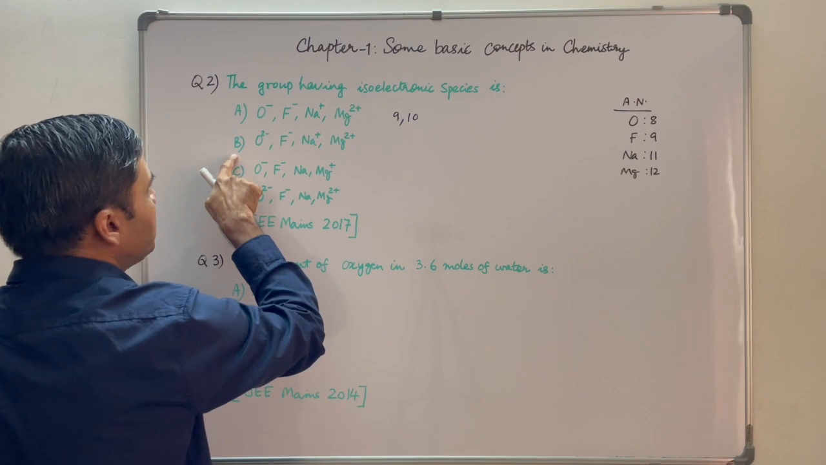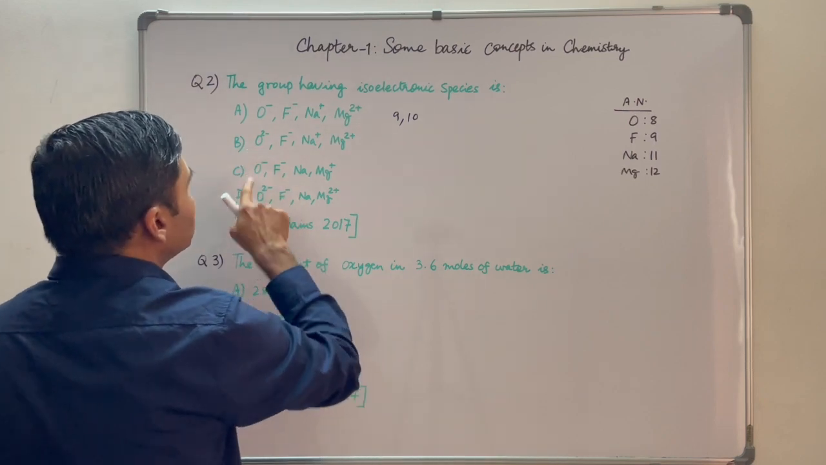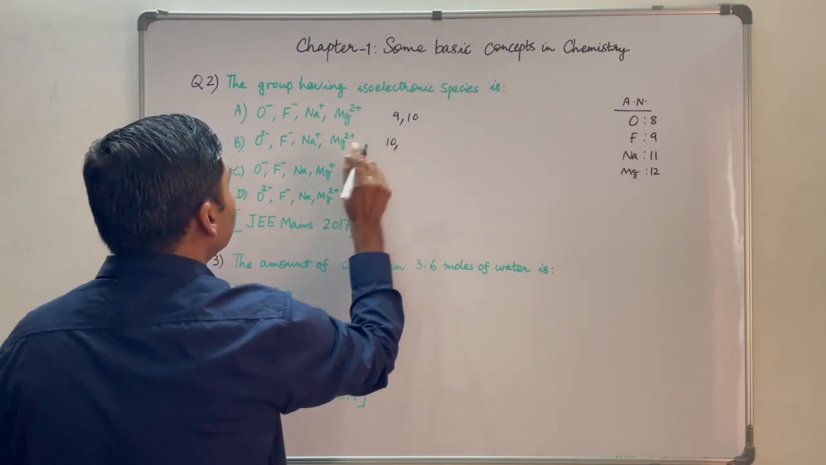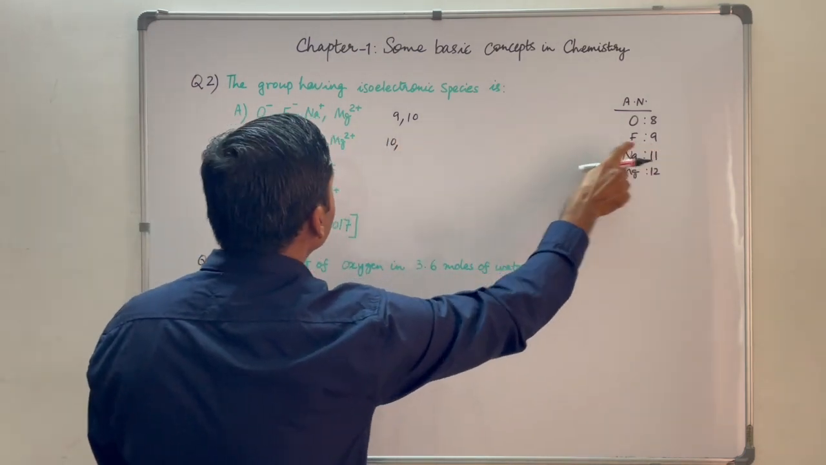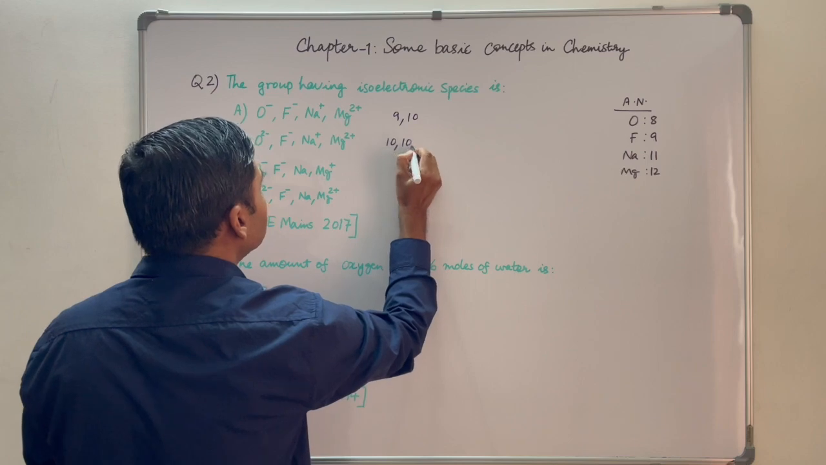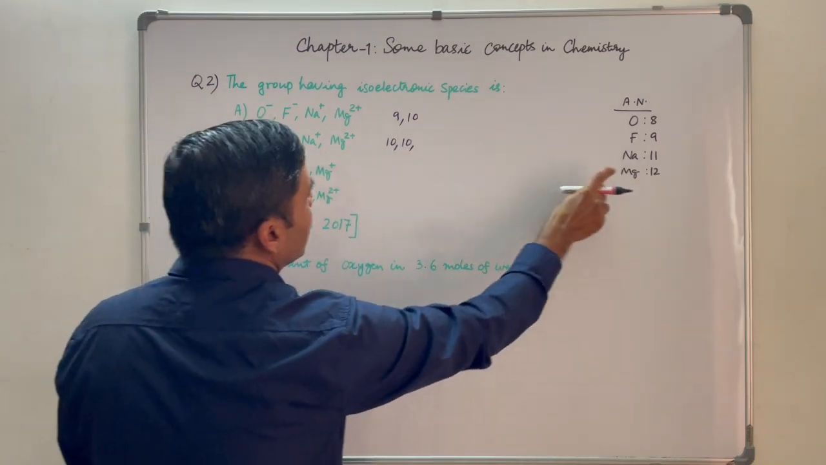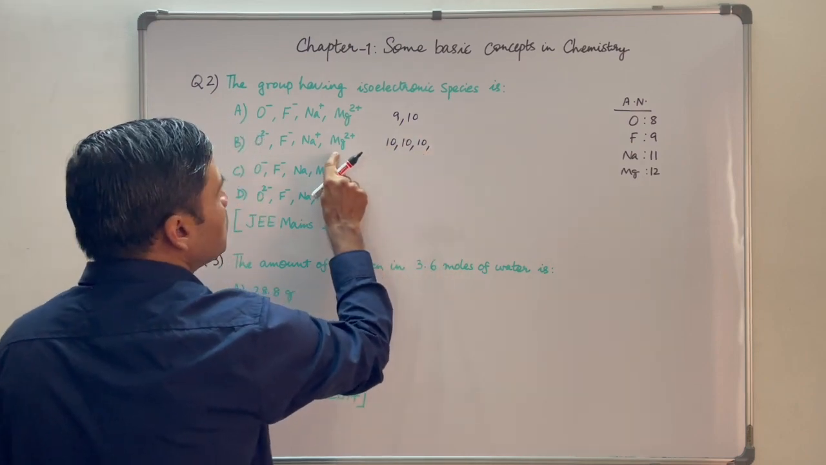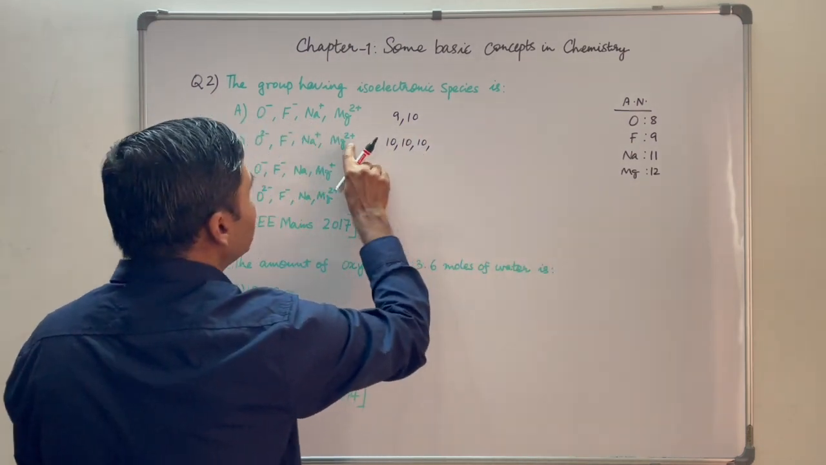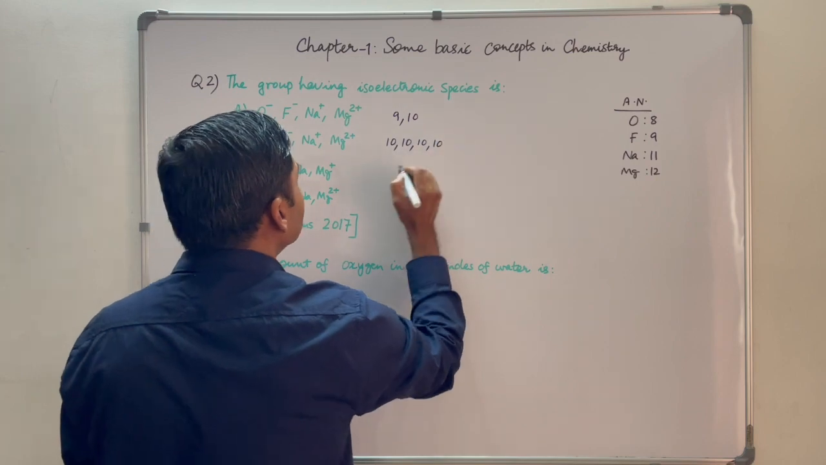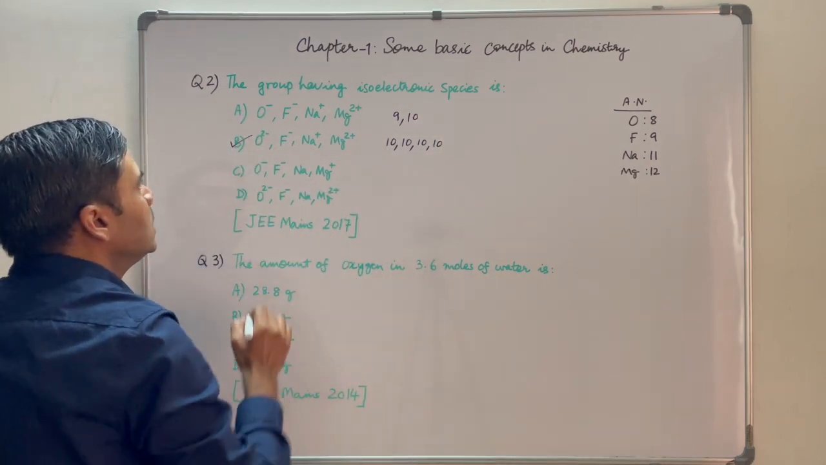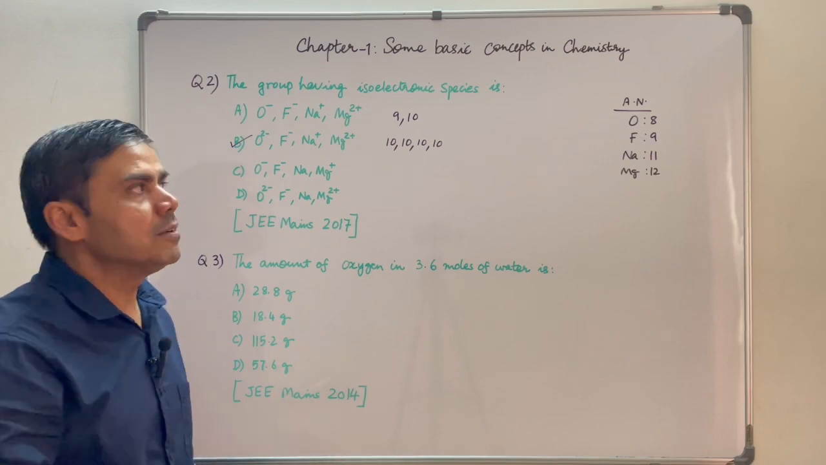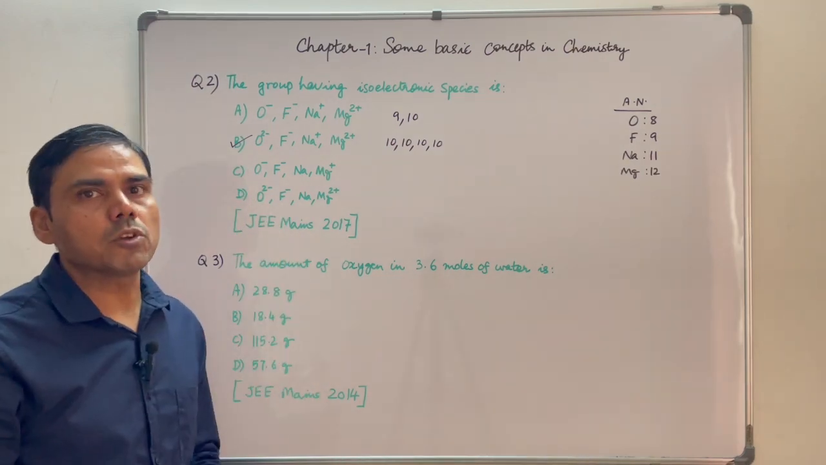Let us see option D. O2 minus means 8 plus 2 means 10 electrons. F minus will have 9 plus 1 means 10 electrons. Na plus will have 11 minus 1 means 10 electrons. Mg2 plus will have 12 minus 2 means 10 electrons. So this option is correct. If there are more than one correct options, then you need to investigate further. Otherwise, you may stop here.